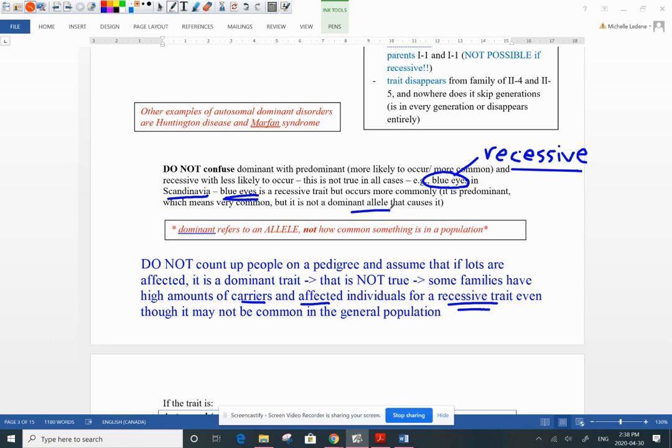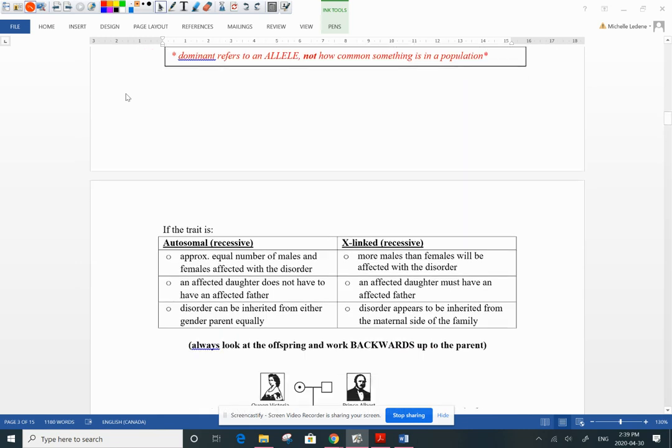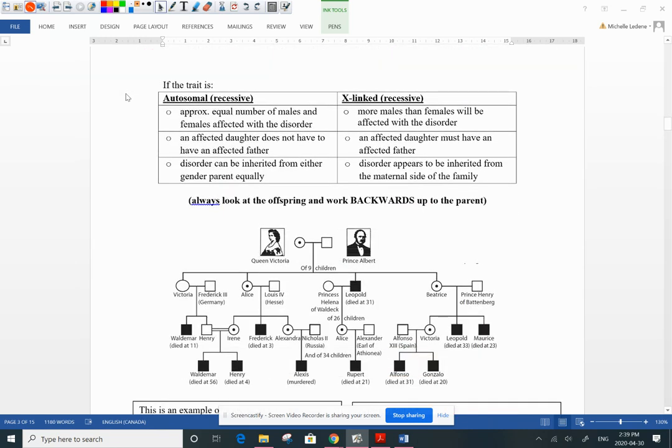So a dominant allele just simply means that it is going to overpower a recessive allele. It has nothing to do with how common a trait is in the population. So please keep that in mind. Don't just look at a pedigree and say, oh yeah, lots of people have it, it's dominant. That's not true, and that's not correct justification. That is a misconception.